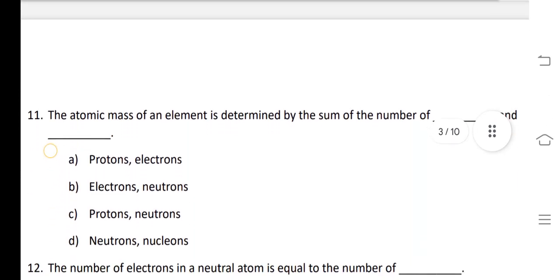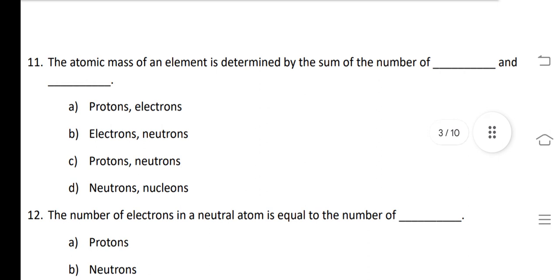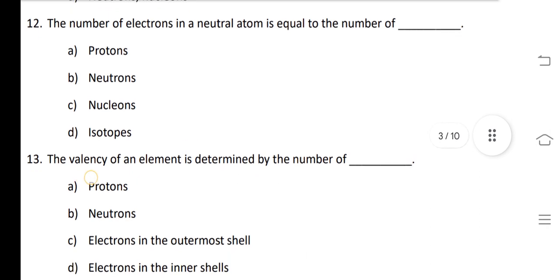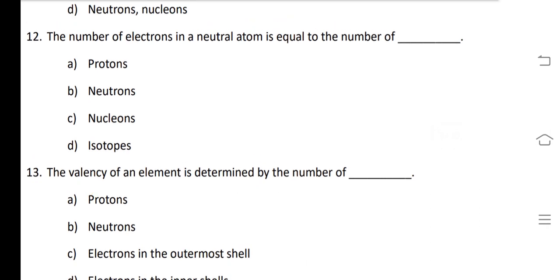Our next question: the atomic mass of an element is determined by the sum of the number of protons and neutrons. Again repeated. Question number 12. The number of electrons in a neutral atom is equal to the number of protons. It is said in the question that our atom is neutral, so in the case of a neutral atom, the number of electrons and the number of protons will be equal.